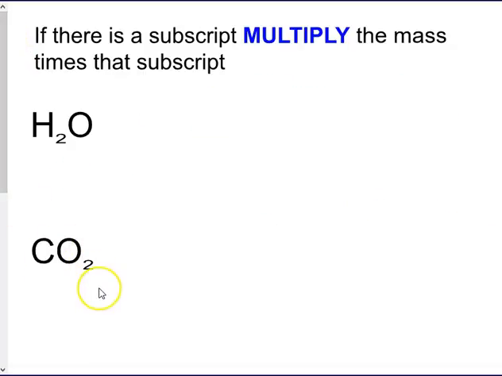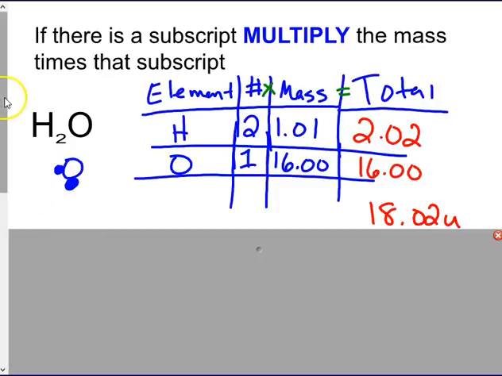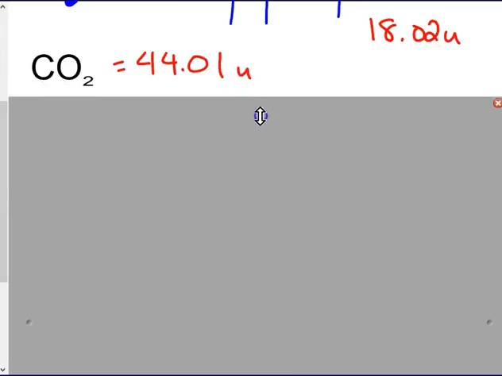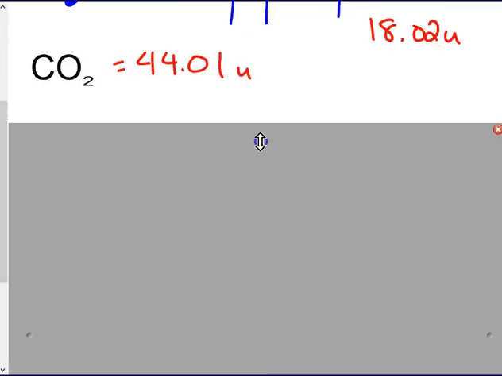Our next example is CO2. So go ahead and make your table, element, number, mass, total. Put your elements, carbon and oxygen, onto the table. Now we have 1 carbon atom and we have 2 oxygen atoms. Find the mass of carbon and find the mass of oxygen from the periodic table. When you're done, you should see that you have a total mass of 44.01 AMUs.